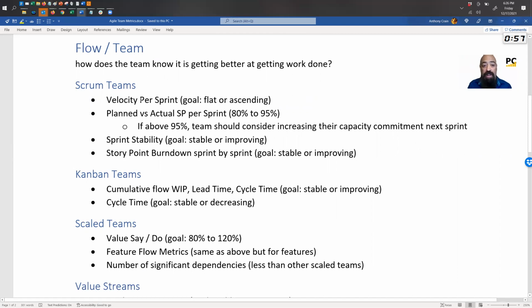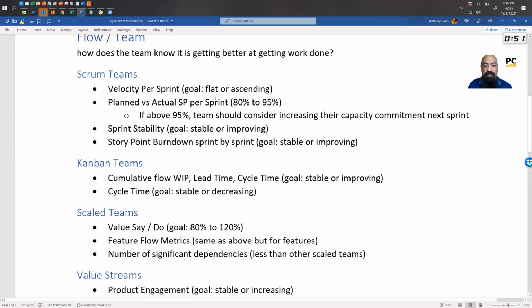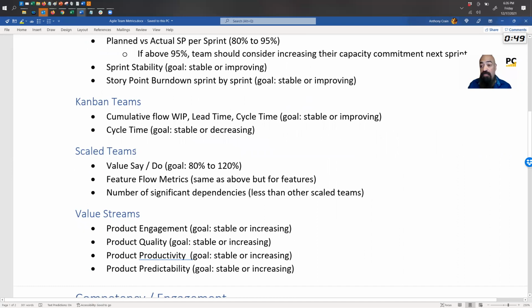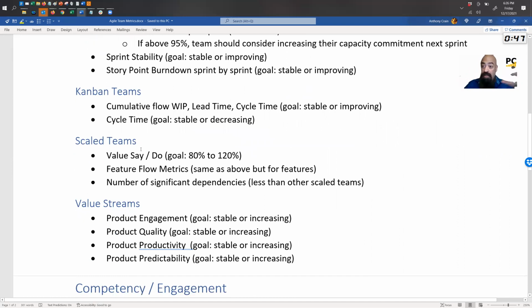So you can see here, velocity per sprint. My goal is for that to be flat. The velocity should be stable or ascending, getting faster, right? Kanban teams. And then I even have some things here for scale teams, teams of teams working together to get something done, but trying to stay agile. So you can see here, say-do ratio. You'll see that a lot on here. What you say, is it what you did? Basically, it's a predictability metric.